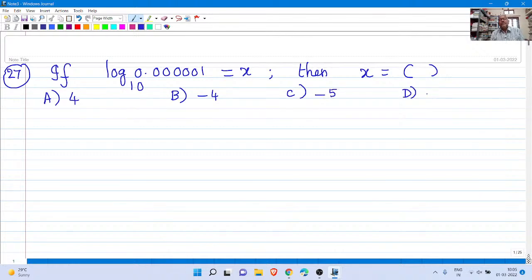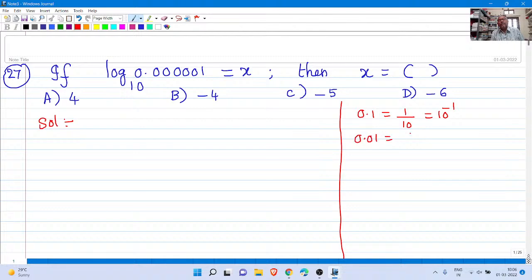D is -6. Okay, my dear students, this problem is related to logarithms. First, we need to discuss the concept. Remember 0.1 means 1 upon 10, that is 10 power minus 1. 0.01 means 1 upon 100, that is nothing but 10 power minus 2.